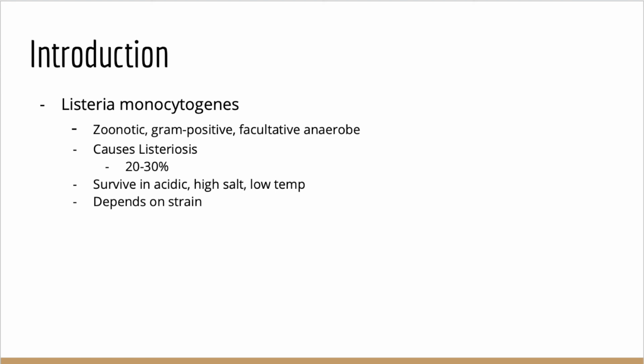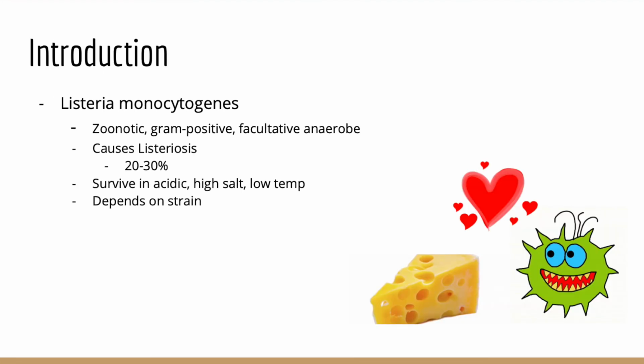This bacteria prefers to survive in acidic conditions with high salt and at low temperatures. It really depends on the strain for the specifics, but these are the general environments that Listeria loves to thrive in. Because cheese is acidic, has a high salt content, and is normally stored at low temperatures, Listeria becomes a problem for the production and storage of cheese.